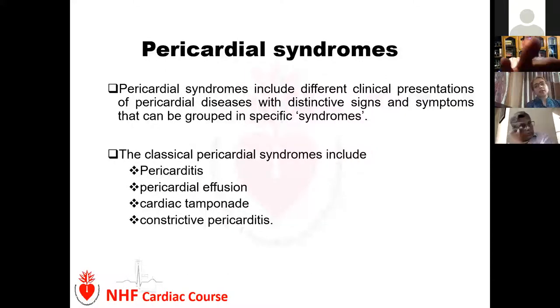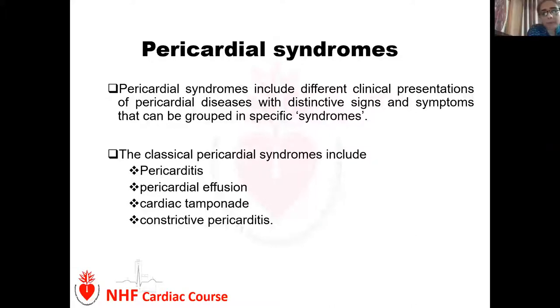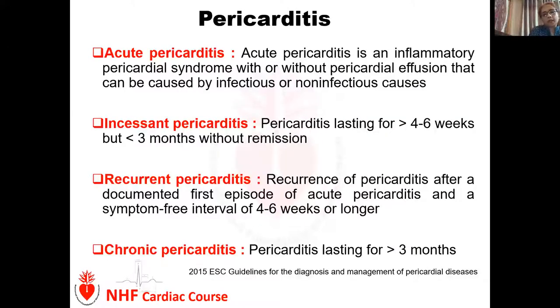Considering the distinctive signs and symptoms of different clinical presentations of pericardial disease, the European Society of Cardiology guidelines introduce a syndrome named pericardial syndrome. The classical pericardial syndromes include pericarditis, pericardial effusion, cardiac tamponade, and constrictive pericarditis. By the name of pericarditis, it is obvious that inflammation of the pericardium is known as pericarditis.